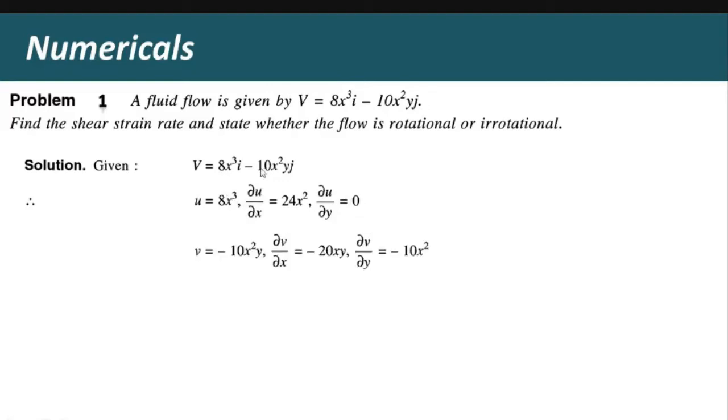Similarly v = −10x²y. Therefore ∂v/∂x: differentiating with respect to x, −10y stays constant, and the differentiation of x² is 2x, so −10y × 2x is −20xy. Similarly ∂v/∂y: differentiating with respect to y, −10x² is common and the differentiation of y is 1, so it is −10x². OK, so we found all four terms: ∂u/∂x, ∂u/∂y, ∂v/∂x, ∂v/∂y.